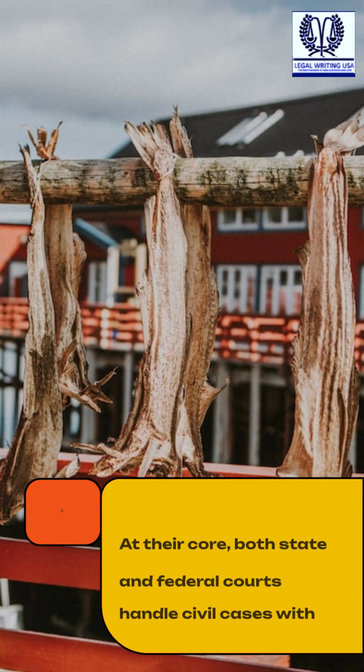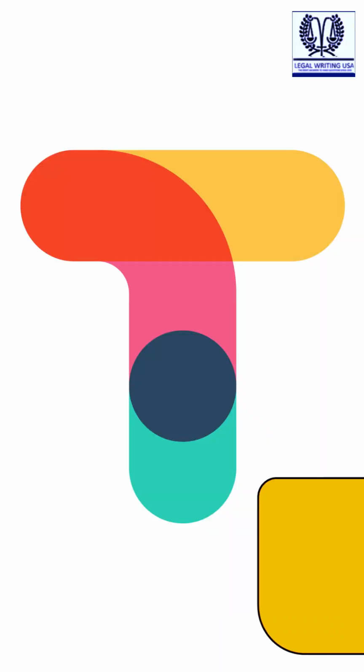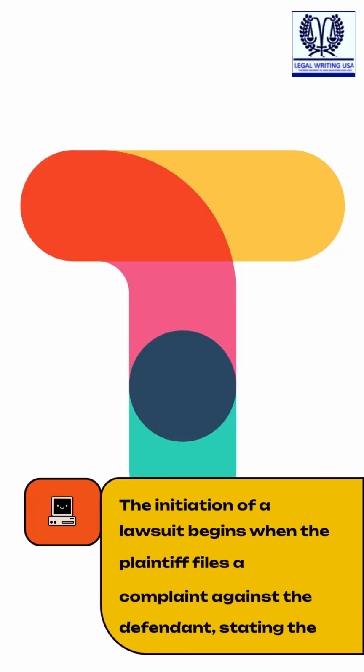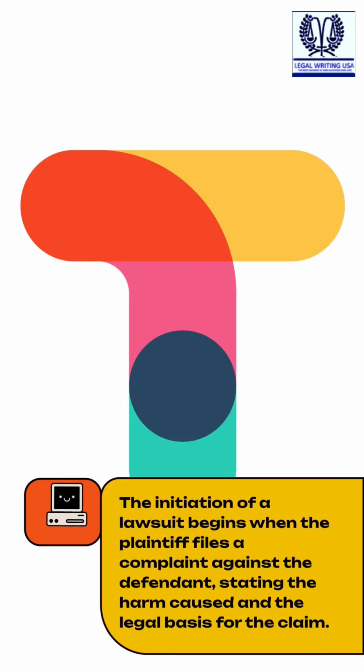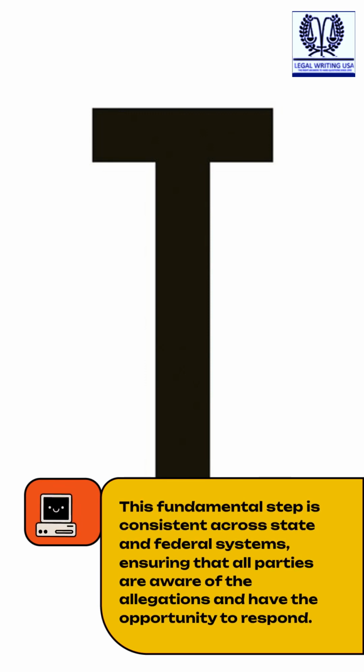At their core, both state and federal courts handle civil cases with the foundational goal of fairly resolving disputes. The initiation of a lawsuit begins when the plaintiff files a complaint against the defendant, stating the harm caused and the legal basis for the claim. This fundamental step is consistent across state and federal systems, ensuring that all parties are aware of the allegations and have the opportunity to respond.